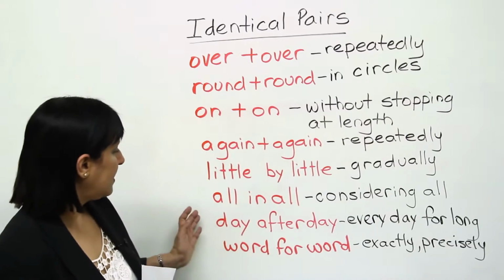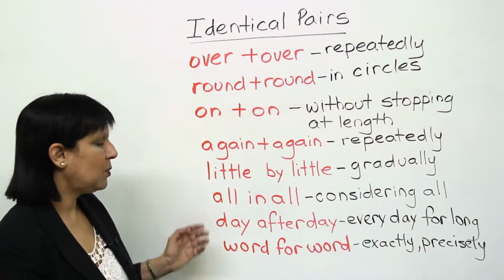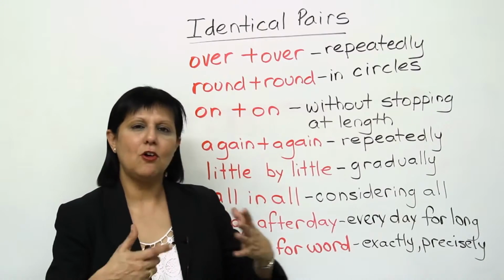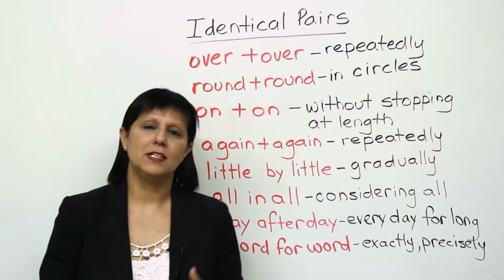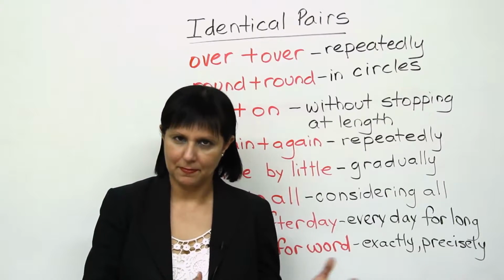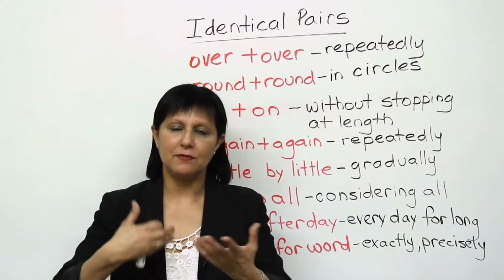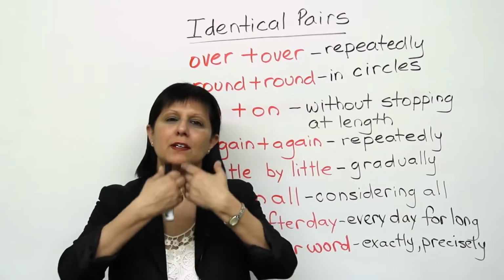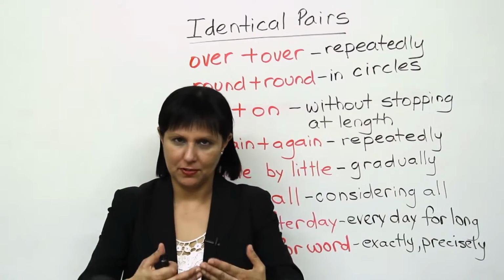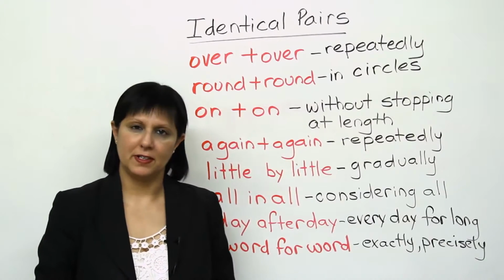Okay? Next example, day after day. What does that one mean? Well, day after day means every day for a long time. So, for example, day after day, he worked to support his family. Okay? He worked hard to support his family. When we say day after day, we're trying to show that it goes on and it happens one day after the other. Okay? Next one, word for word.